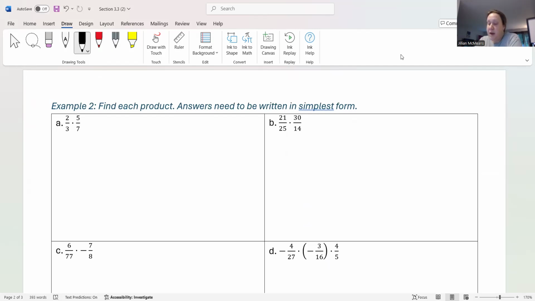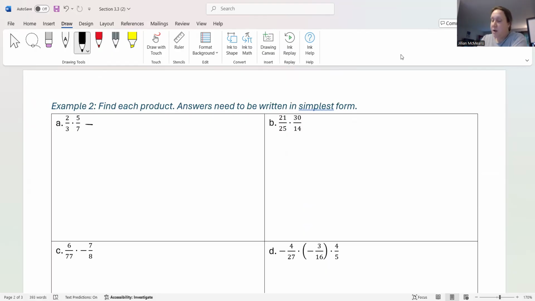First of all, for part A, we have 2/3 times 5/7. In this case, there's nothing to simplify. If you look at your numerators, 2 and 5 are both prime. You can't write them as factorizations. 3 and 7 are both prime. You cannot write those as factorizations. There are no common factors in the numerators that could also be divided out of the denominators. So in this case, we really can just multiply across.